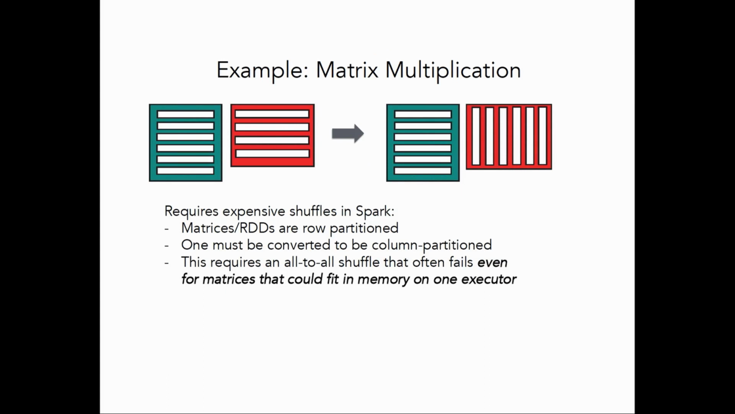So here's your matrix. And what we want to do is, this is going to require an expensive shuffle in Spark. Matrices are row partitioned, and one has to be converted to column if you're multiplying A times B. If you remember, you can write A times B as columns of A times rows of B, or rows of A times columns of B, depending on how you want to write it. But it's one of one and one of the other. So this is going to require an all-to-all shuffle that fails even for matrices that could fit in memory. So we're not even at terabyte scale, right?